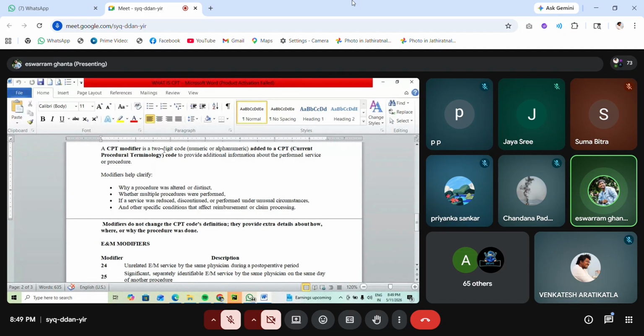A CPT modifier is a 2-digit code, either numeric or alphanumeric, added to the CPT code to provide additional information about the performed service or procedure. So this is about the modifier. A modifier helps clarify why a procedure was altered or distinct, whether multiple procedures were performed, or if a service was reduced. Simply, I'll tell you one thing.